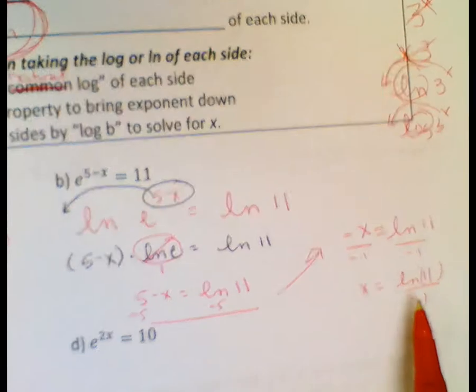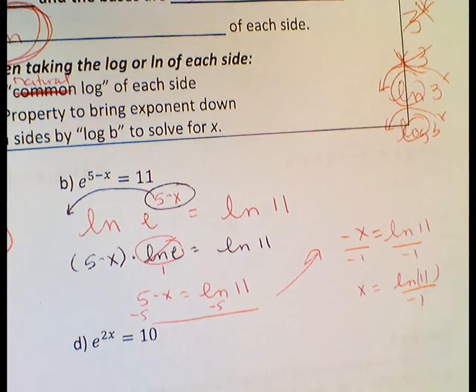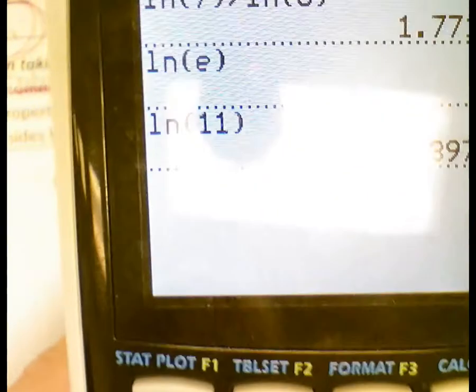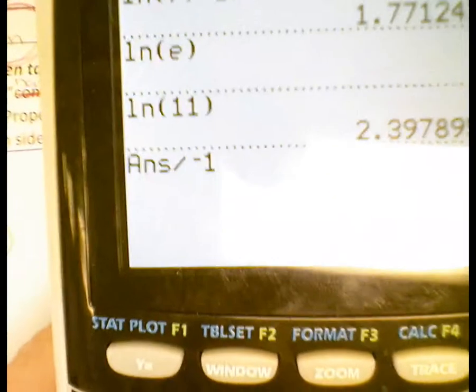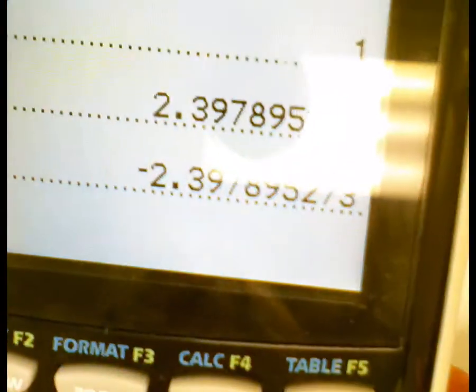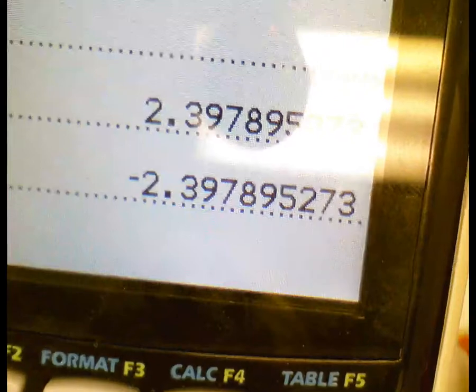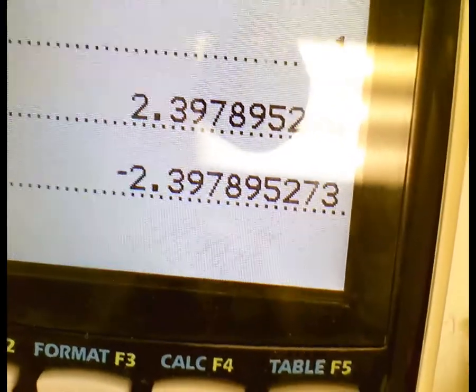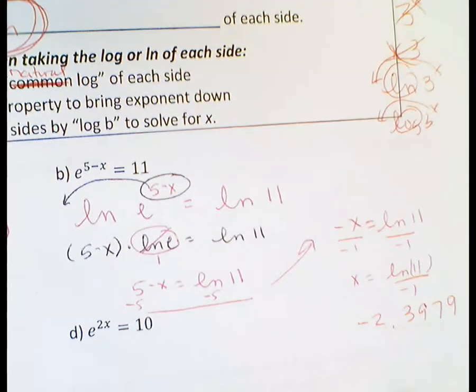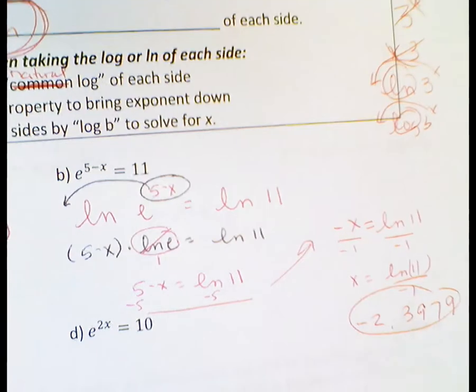Now, this doesn't mean that this is a natural log of a negative 11. It's actually only natural log of 11. Press that first. There's natural log of 11. Press enter. Then divide by negative 1. So it's negative 2.397. Looks like that 8 is going to become a 9. 2.3979. Answer.